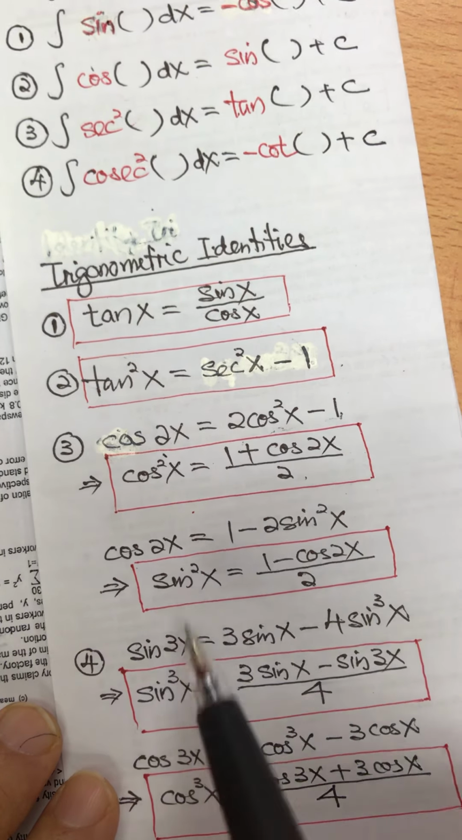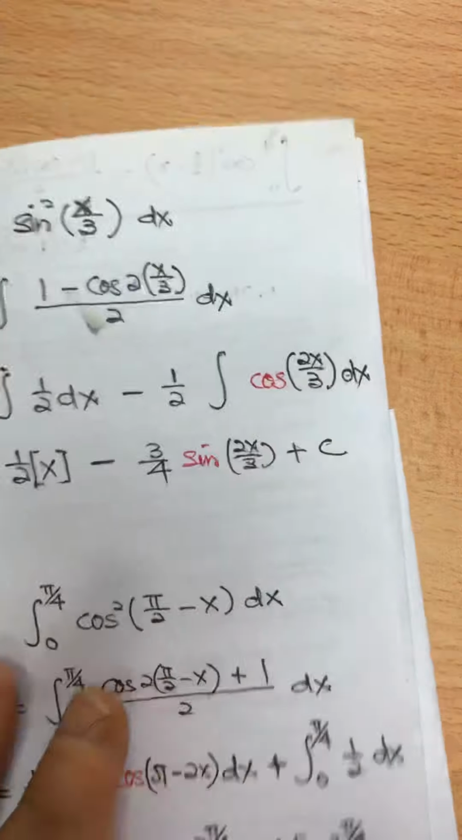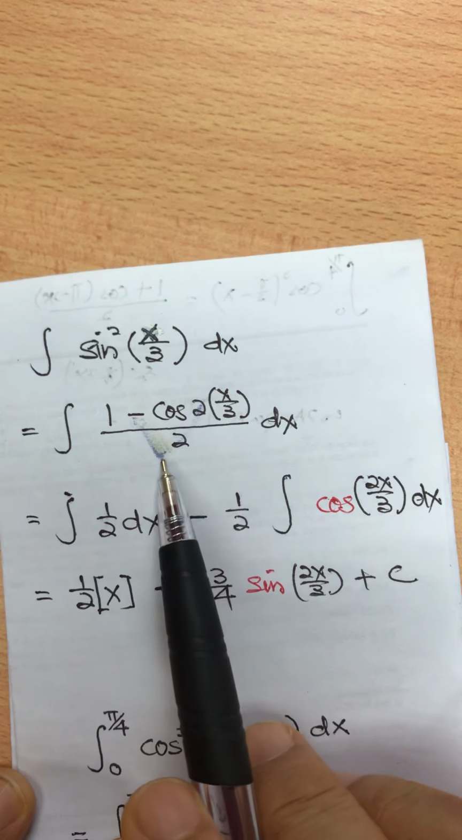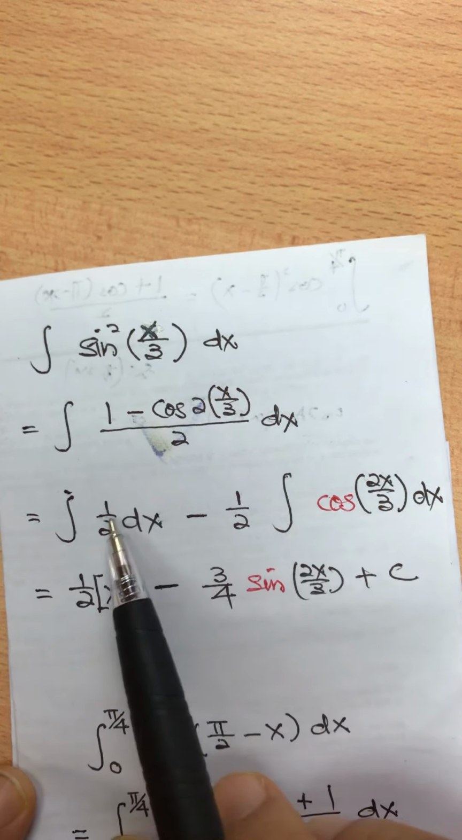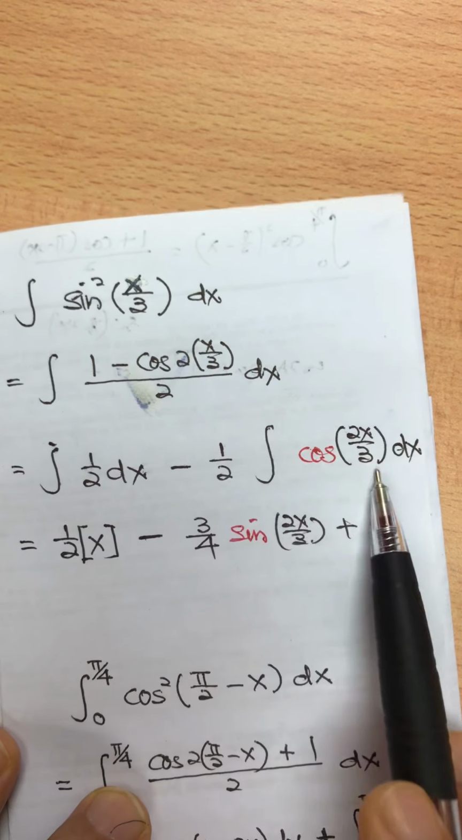So I'm going to use this. The x now I change to x over 3. Therefore I get 1 minus cos 2x over 3, over 2, then dx. Then this one is half, and this one is half cos, where the angle becomes 2x over 3.